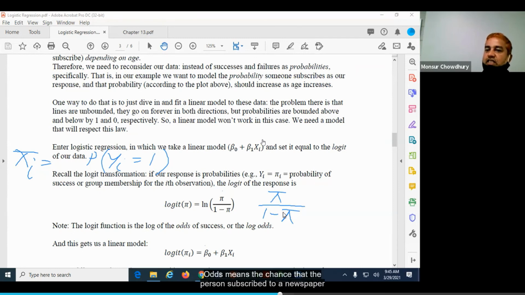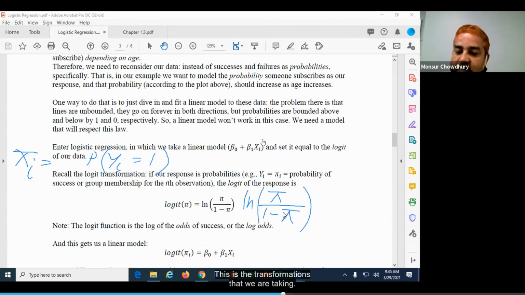Odds means the chance that the person subscribes to a newspaper divided by the chance that the person will not subscribe to a newspaper. And we now take the natural logarithm, ln, of this. This is the transformation that we are taking, and it is called the logistic transformation, or the logit. So the logit function is the log odds of success, or we can just say the log odds. We use this transformation to make it linear.